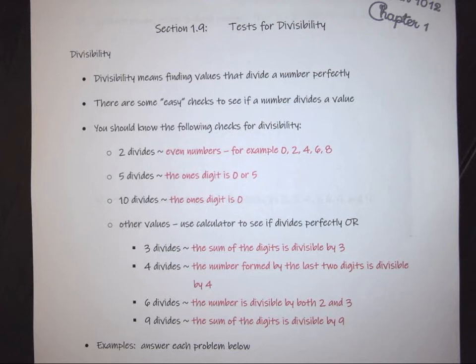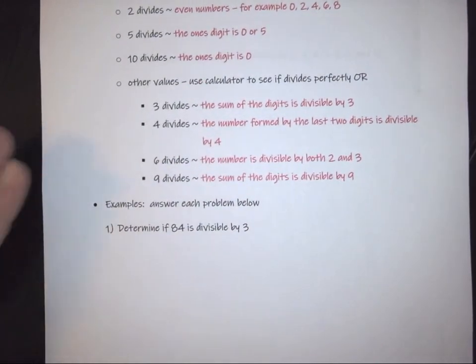Now, those were the easy ones. Some of the more oddball ones are these next 4. So the first one we have is what about numbers divisible by 3? To find out if a number is divisible by 3, all you have to do is take that number, add up its digits, and if that value is something divisible by 3, then that whole number was divisible by 3. Okay?